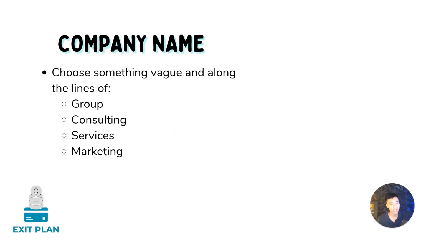And I'll always recommend everybody to use something very vague in the lines of group, consulting, services, or marketing. You can always have your first name, last name, or initials, and you can add these types of names to the end of it. For example, you could say Chess Consulting LLC, Lee Consulting, Lee Group, or you could say CL Services LLC. So some examples there you could just take a note of.